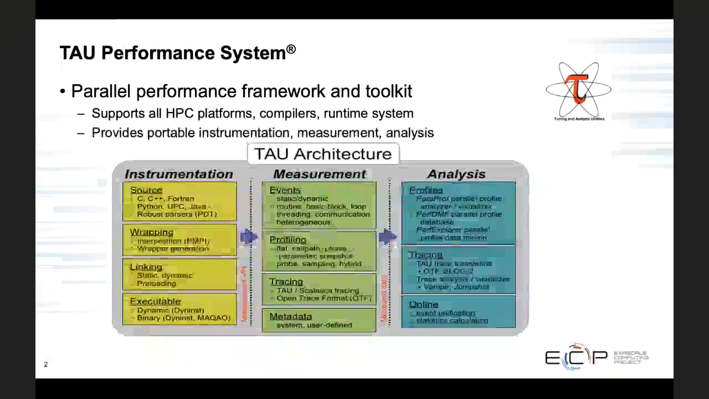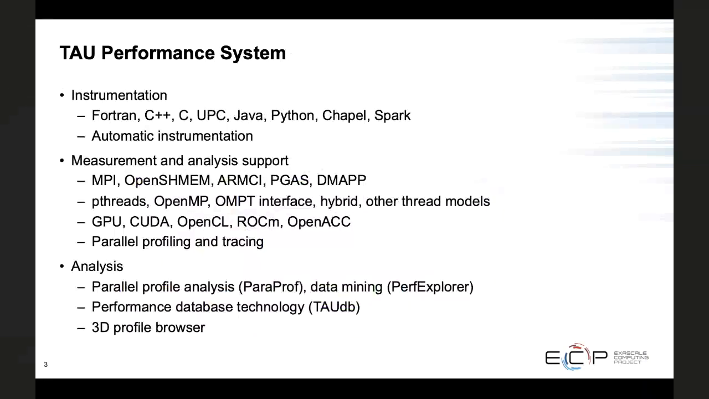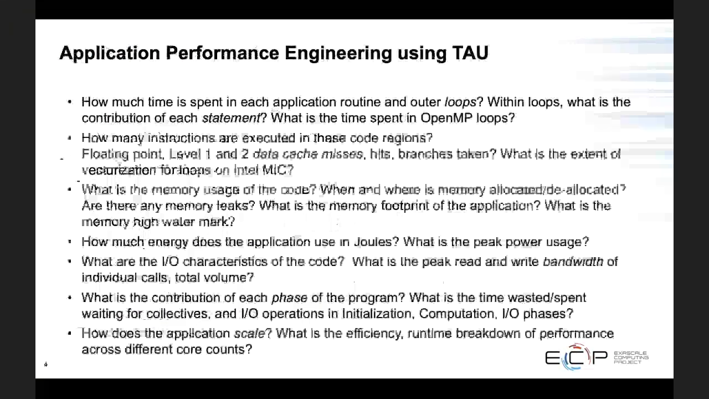The Tau Performance System is a parallel performance framework and toolkit, and it includes support for instrumentation, which is adding hooks to your program, measurement for generating profiles and traces, as well as analysis tools such as ParaProf and PerfExplorer. It supports a variety of languages like Fortran, C, C++, Python, and it can use a variety of different runtimes like MPI, OpenMP, pthread, and even GPU execution models. So you're wondering, what can Tau show you?